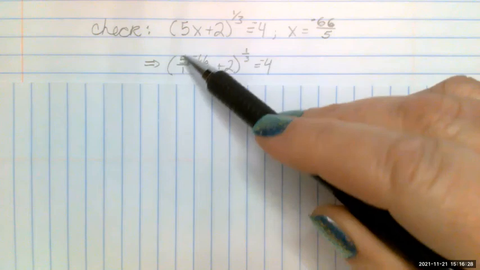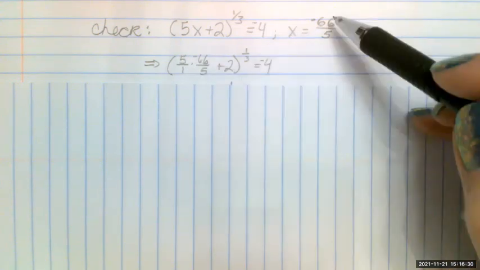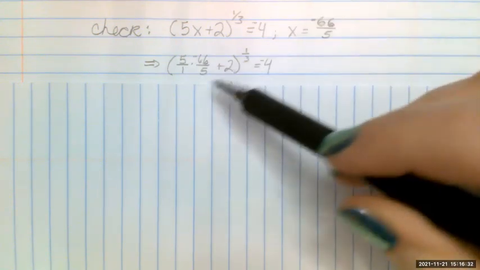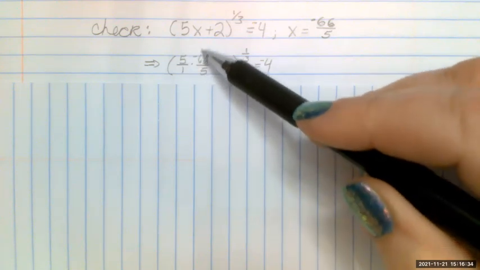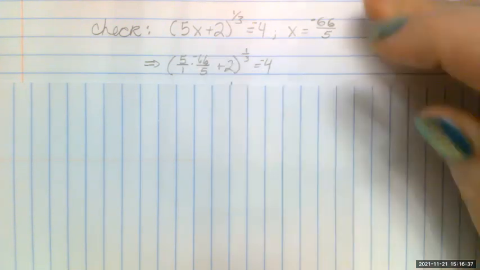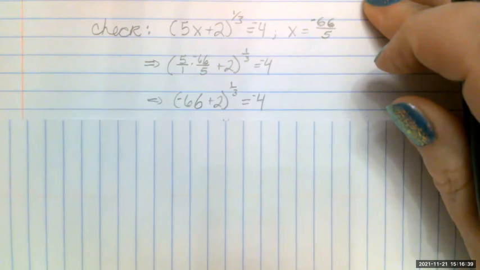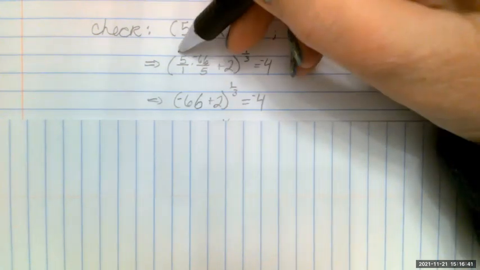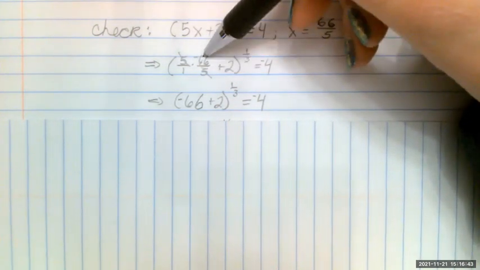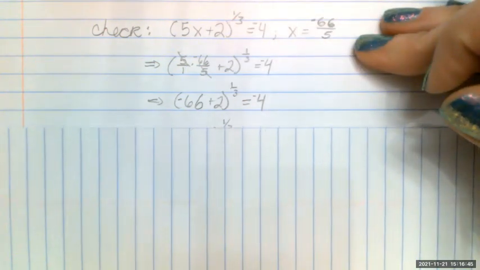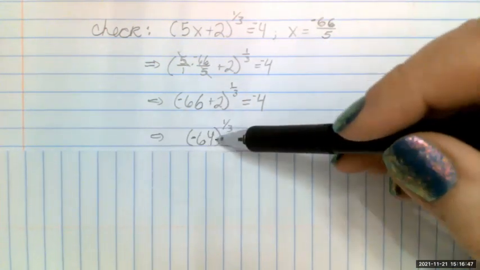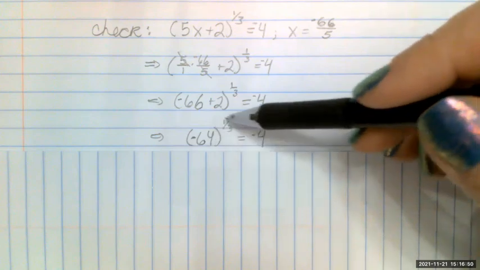I'm going to write the 5 as 5 over 1 because our answer was in fraction form. So the 5 over 1 times the negative 66 over 5. I can reduce those. The 5's will cancel out. I have negative 66 plus 2. That gives me negative 64. Now all of this is still raised to the 1 over 3.